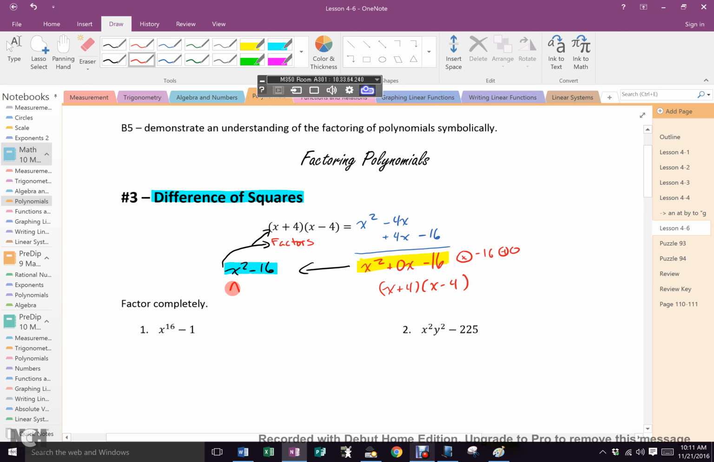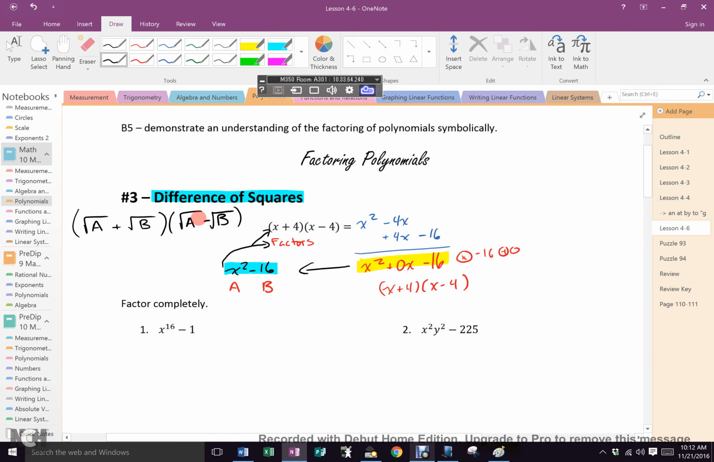I'm going to call this guy A and I'm going to call this guy B. Is everybody okay with that? And as Antonio says, you can just take the square root of the A term plus the square root of the B term and then do it again, but with the minus. Does everybody see that?